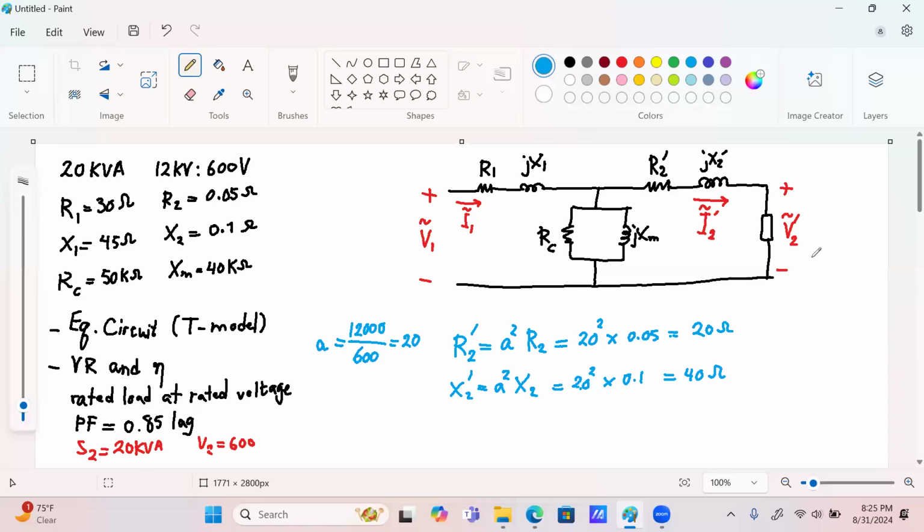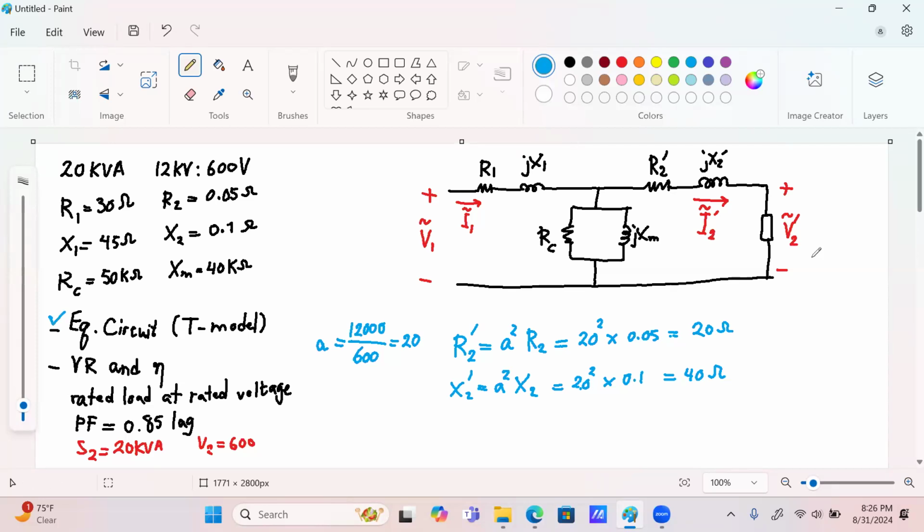Recall that this can be used as a sanity check when you refer impedance values from the low voltage side to the high voltage side: they become larger. When you go the opposite direction, from the high voltage side to the low voltage side, they become smaller. Because I'm going from the 600 volt side to the 12,000 volt side, they have to become larger, which is why we multiplied by A squared. That takes care of the first part of the problem.